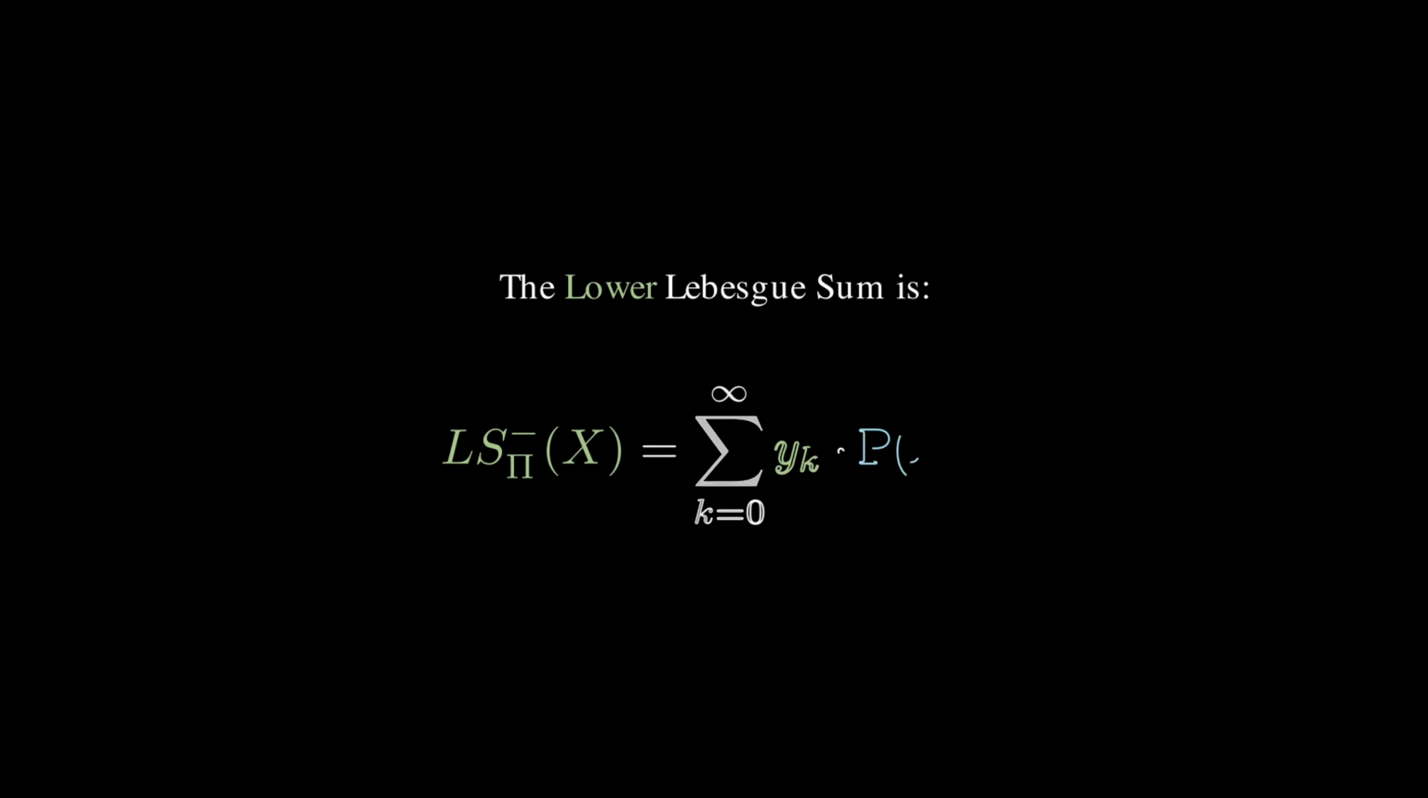Using these sets, we define the lower Lebesgue sum, LS minus sub pi. This is calculated by taking the lower value yk and weighting it by the probability measure of the set Ak. LS minus sub pi of X equals the sum from k equals 0 to infinity, of yk times the probability of Ak.